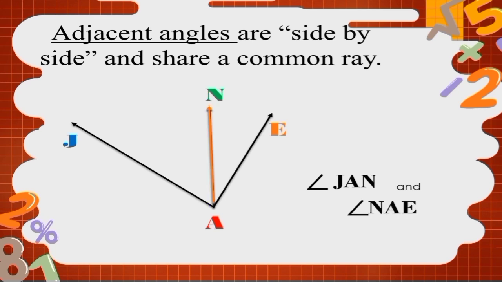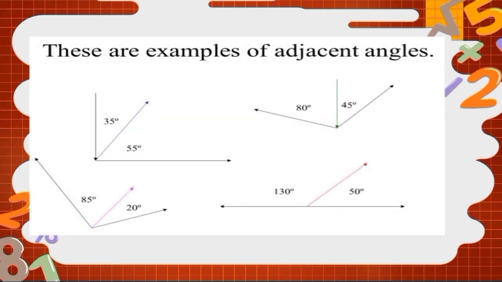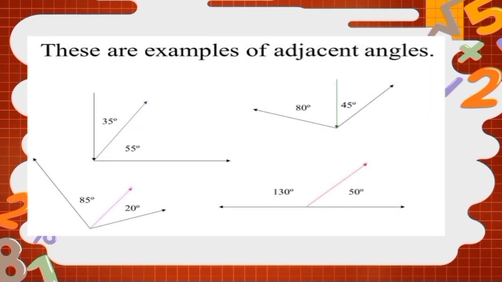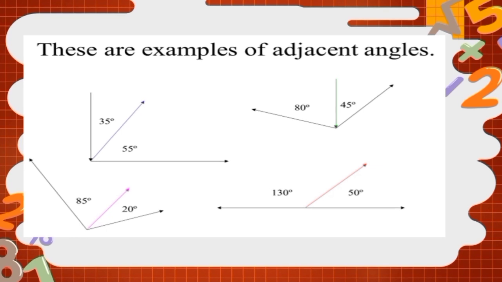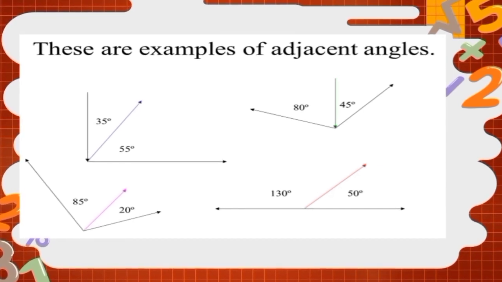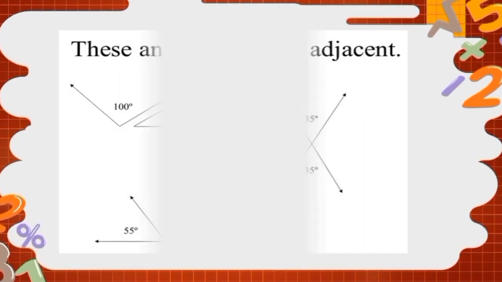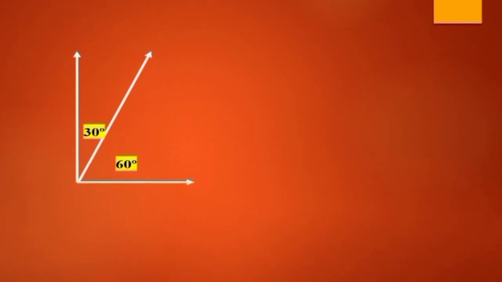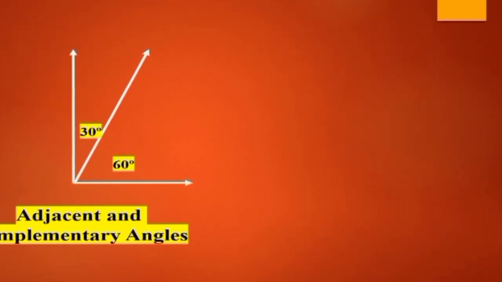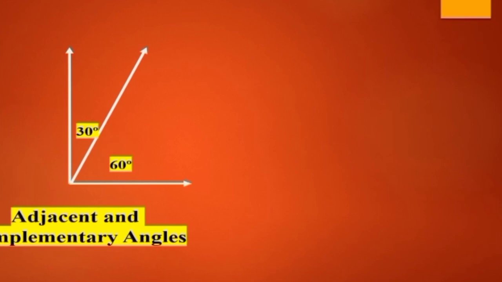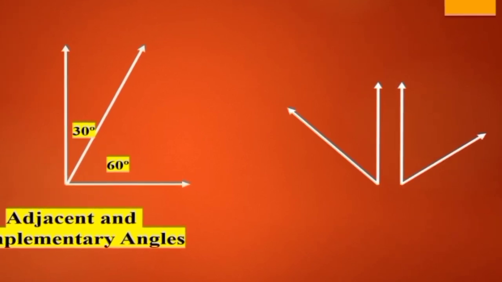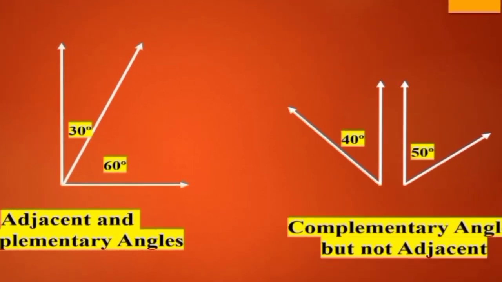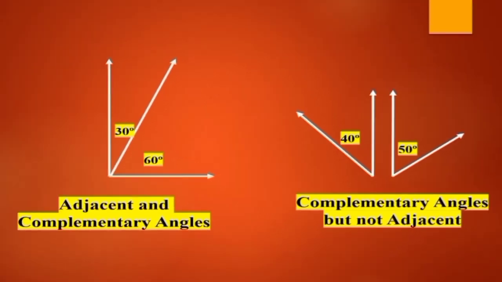Pwede natin silang basahin pabaliktad, basta huwag kakalimutan na ang vertex ay laging nasa gitna. These are examples of adjacent angles. Pag sinabing adjacent, magkatabi, and they share a common side. Now, these angles are not adjacent. Another example, we have 30 degrees and 60 degrees. We can say that these two angles are complementary angles and adjacent because they share a common side. While these two angles, 40 degrees and 50 degrees, they are complementary angle but not adjacent.